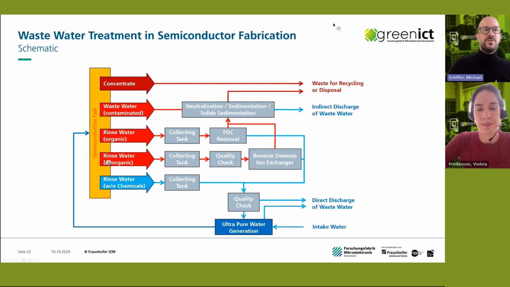And then you have different rinse waters, like organic contaminated, inorganic contaminated, or without any chemicals in it. And they will either go directly, like here, after quality check again into the ultra pure water generation, or you have to clean them up and then go into the neutralization and then into the waste or into the indirect discharge of wastewater.